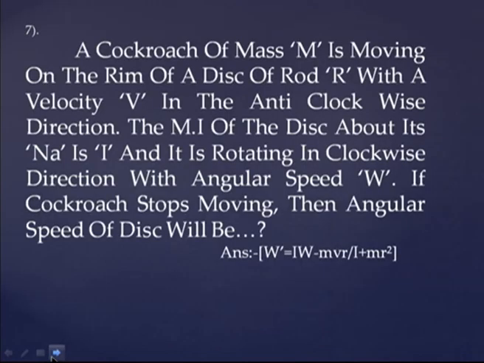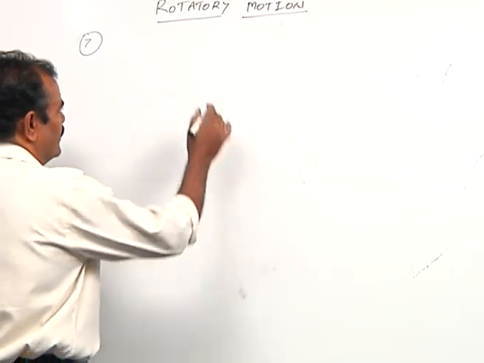A cockroach of mass m is moving on the rim of a disc of radius r with a velocity v in anti-clockwise direction. The moment of inertia of the disc about its natural axis is I, and it is rotating in a clockwise direction with angular speed omega. If the cockroach stops moving, then what is the angular speed of the disc? This problem is also based on conservation of angular momentum.